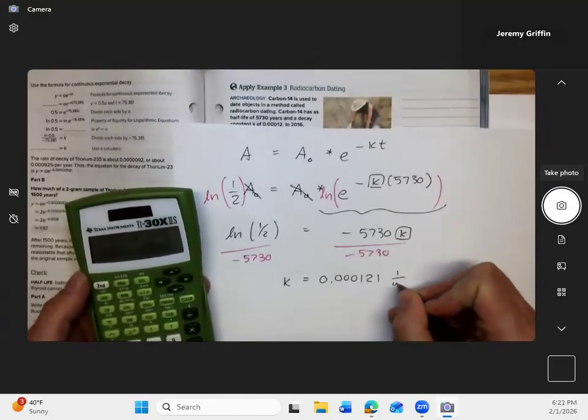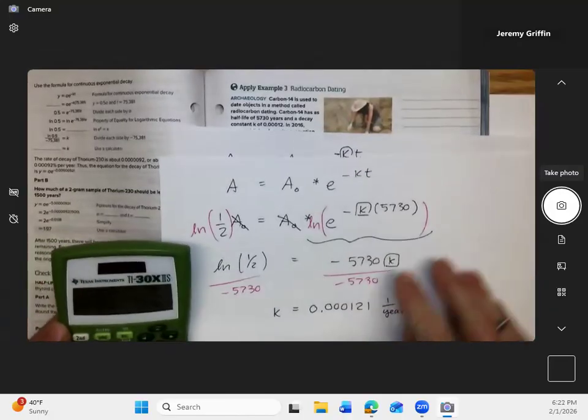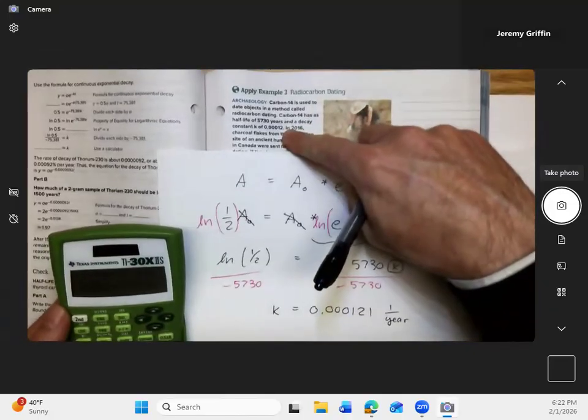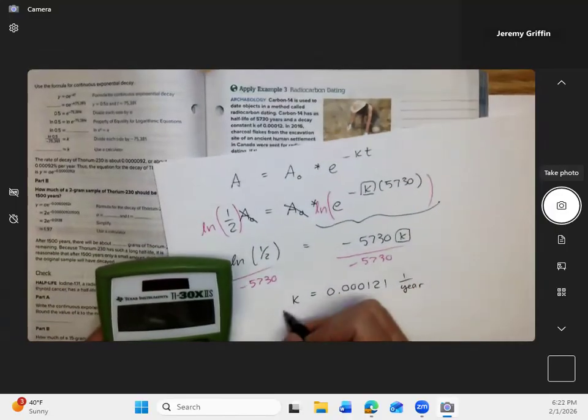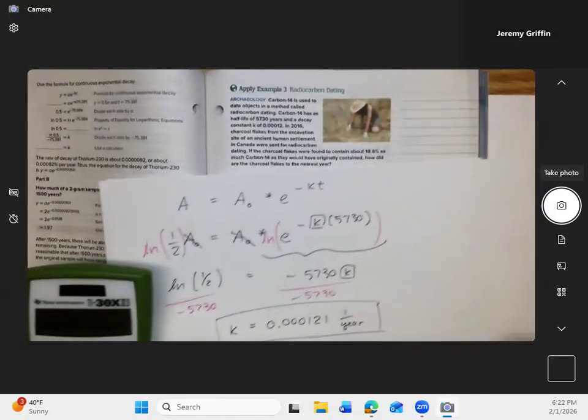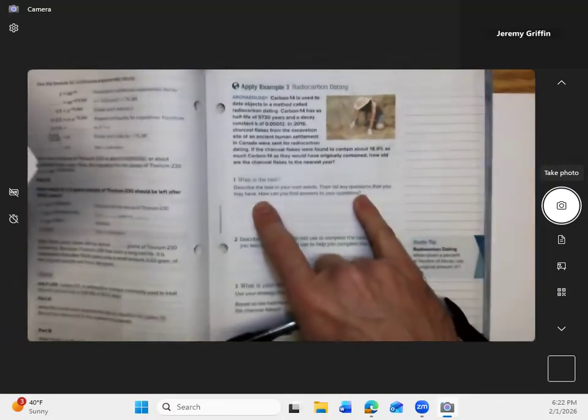0.000121. It's 1 over years. Okay. And that is what your book tells you. Well, they cut it off 1 digit earlier, but it's basically the same thing. Okay, so we got that. We checked the book. Yeah, the book's on track.